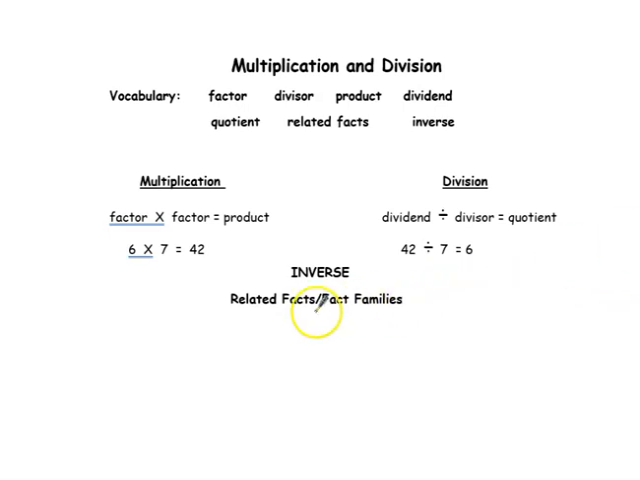So we're going to go ahead and use what we have here. We have 6 times 7 equals 42.